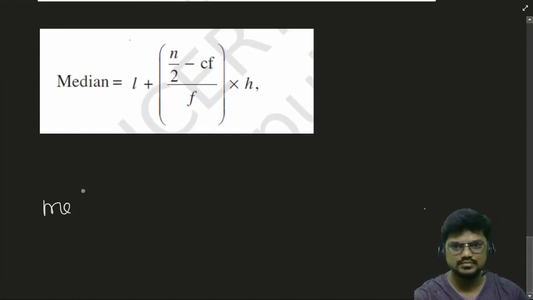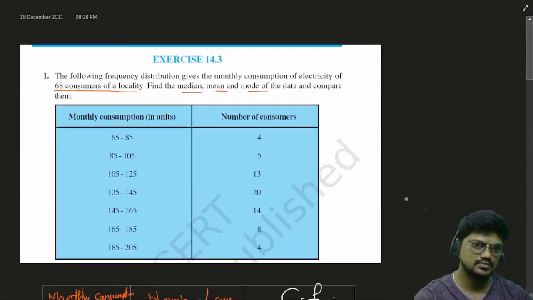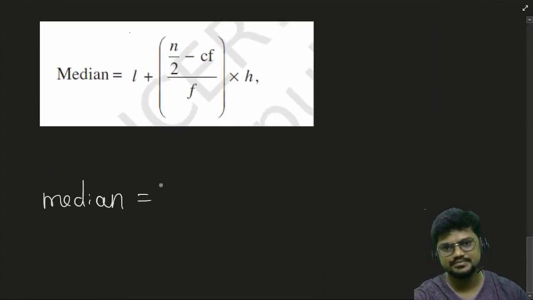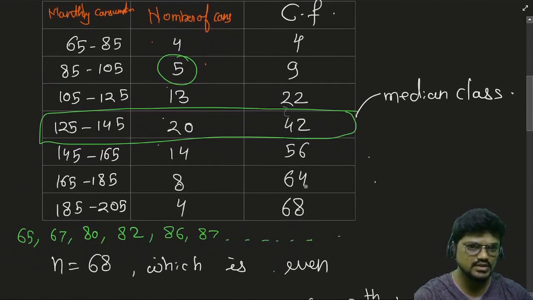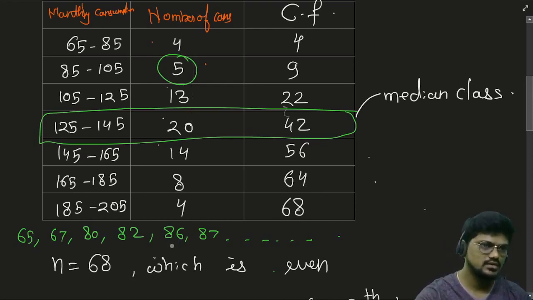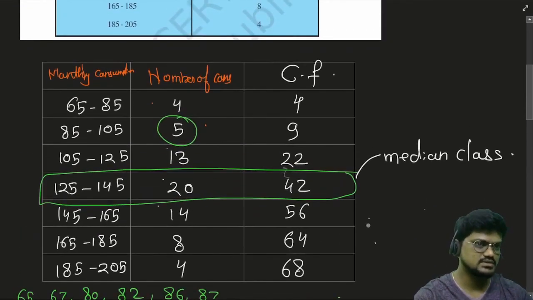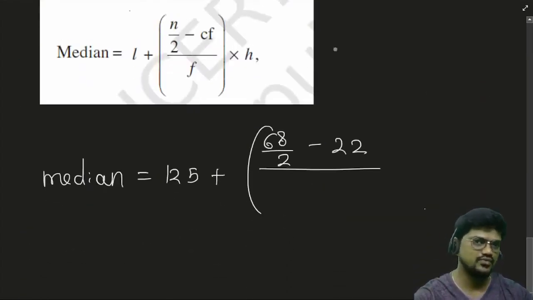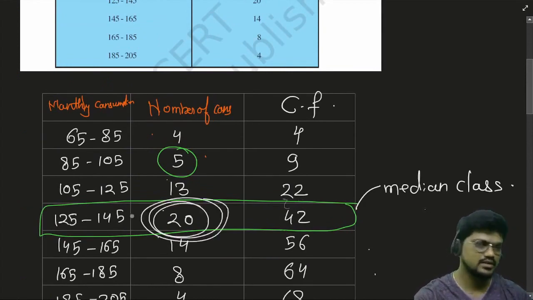So your median equals L. What is L? L is the lower limit of the median class. So the lower limit of the median class is how much? 125? Yes or no? We'll take that. Plus N by 2. N is the total number of frequencies. The total number of frequencies you will get in the cumulative frequency only, the last value, because if you add all of them, you will get 68. Got it? So your N is 68 by 2, minus the cumulative frequency of which class? Just preceding the median class. That is 22. Upon f. F is what? Frequency of the median class. The frequency of the median class is how much? 20. Yes or no?